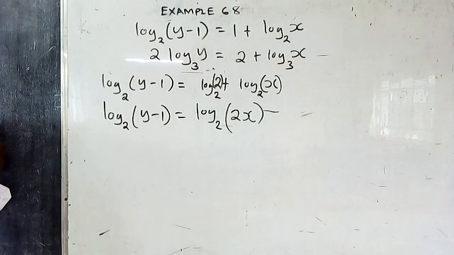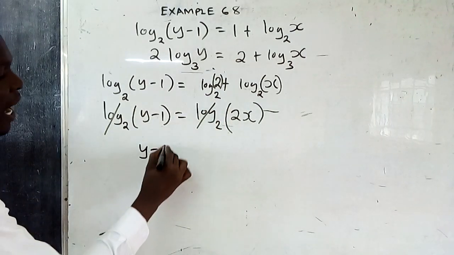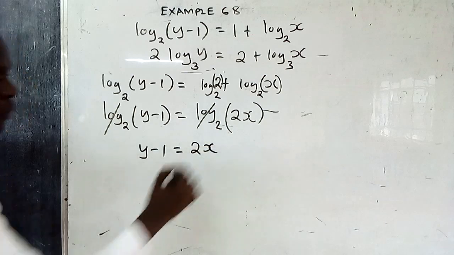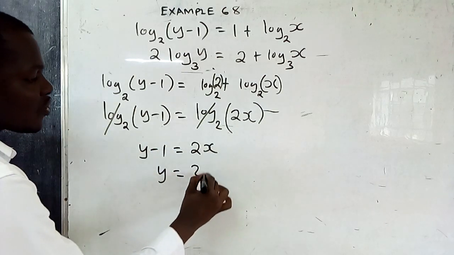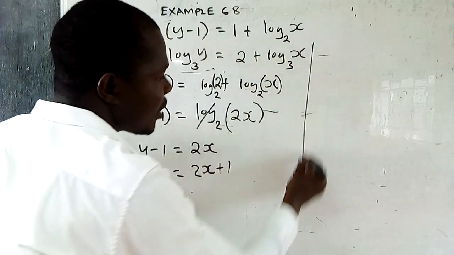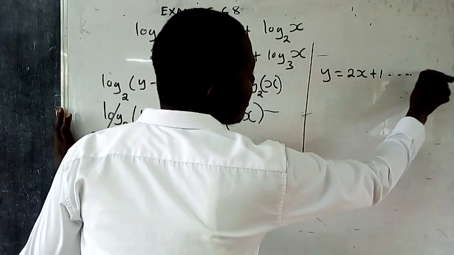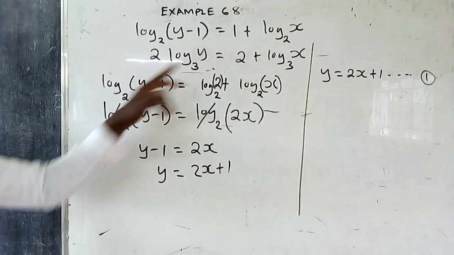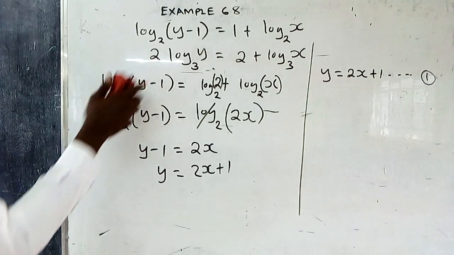Are we together? So if you have a single term on the other side of the equation, you can now ignore the log, so that you remain with y minus 1 is equal to 2x. If you take 1 the other side, you see y is 2x plus 1. So we found the first equation, y is equal to 2x plus 1. Then we use the second one to get the second equation. Are we together? Good. Go to the second one.